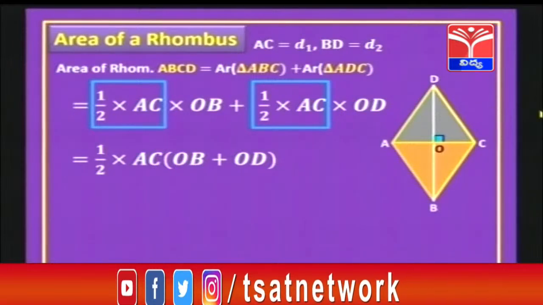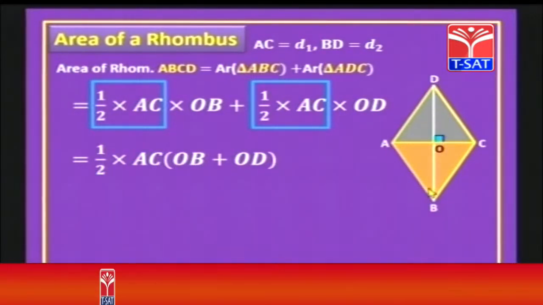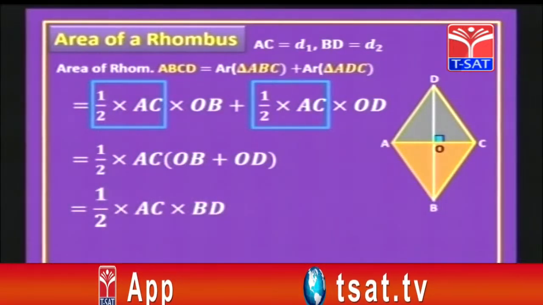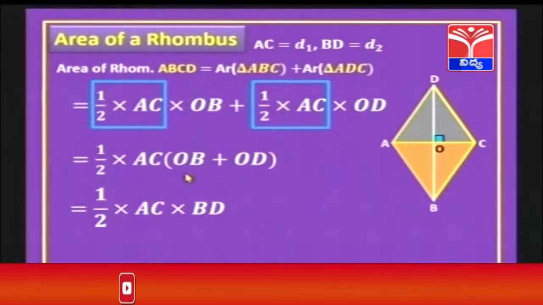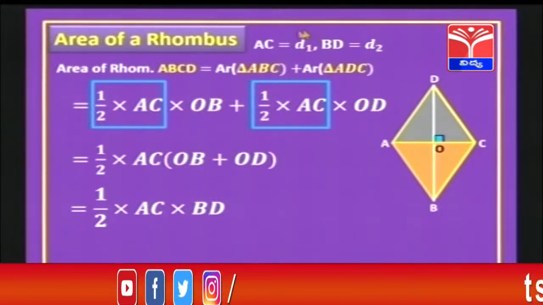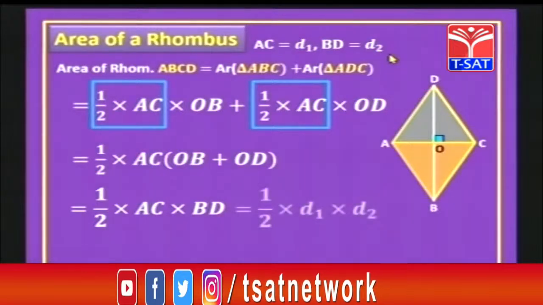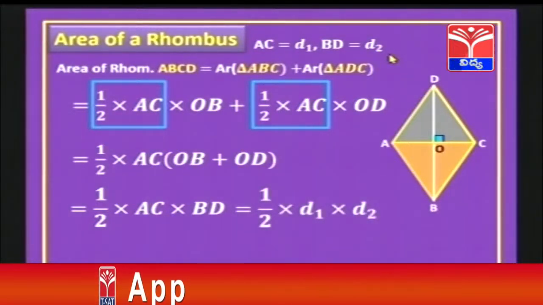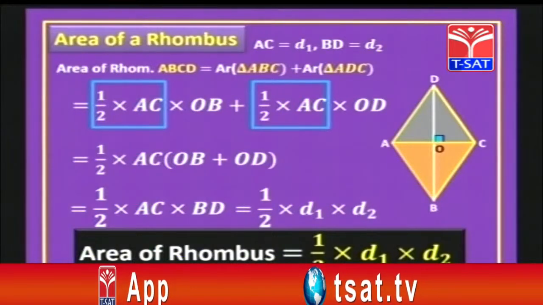Now from the figure, children, what is OB plus OD? Yes, this total length, that is BD. So I can replace it with BD. So this becomes half into AC into BD, the sum of these two being BD. But what is AC, children? Yes, it is D1. And what is BD, children? It is D2. Now substitute the values, you get half into D1 into D2. So the area of a rhombus is given by half into D1 into D2 square units.